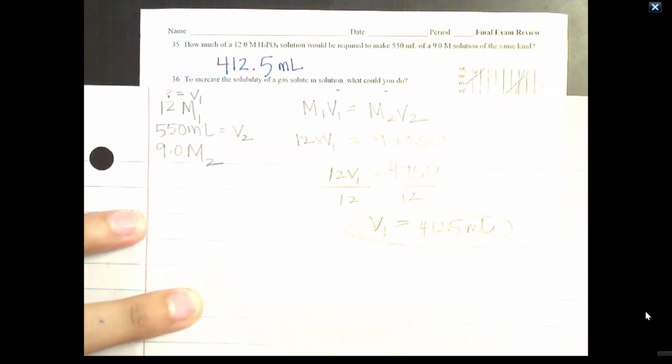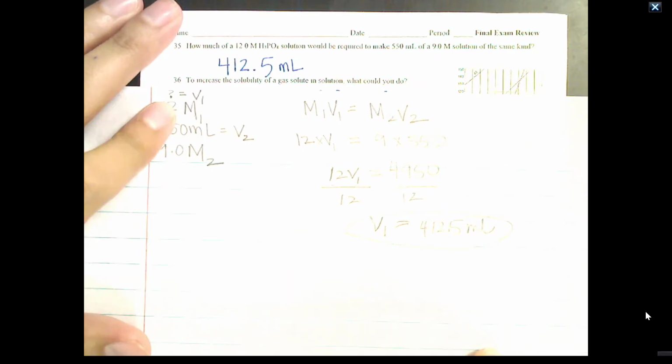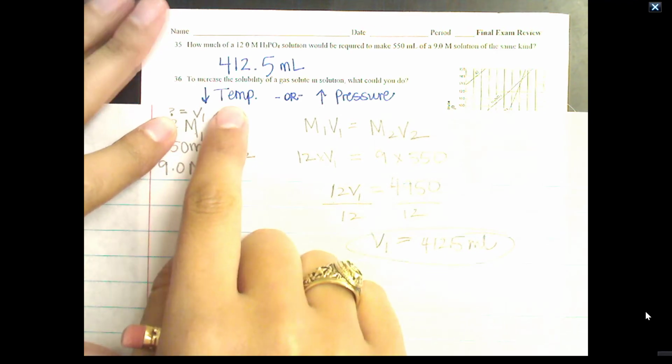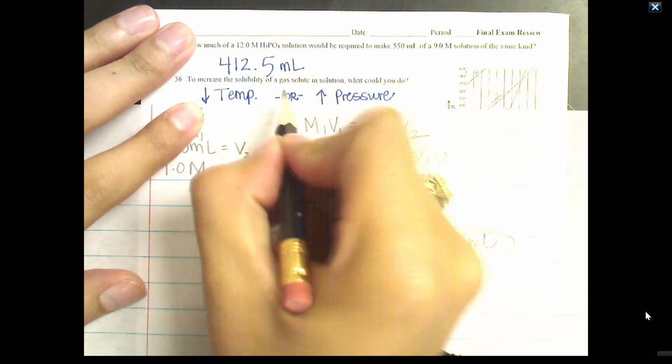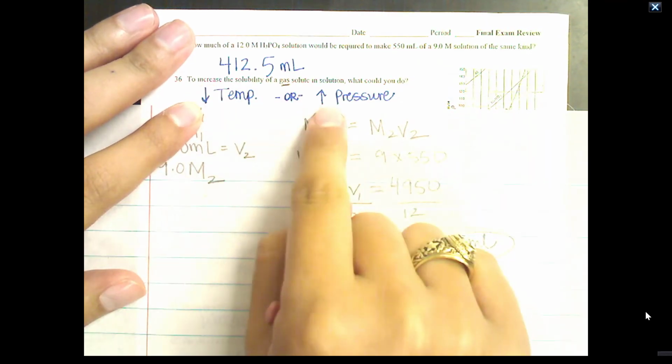There we go. Number 36 says, to increase the solubility of a gas in a solute, what could you do? If, like a soda can, I want to get more carbon dioxide gas into my soda, there are two things you can do. You can lower the temperature. Notice this is of a gas. Make sure you know this for your test. Lowering the temperature increases the solubility, or increasing the pressure.